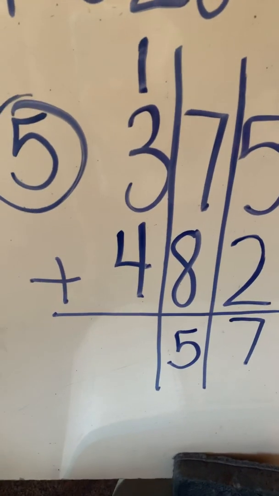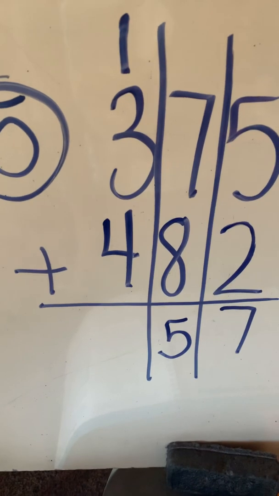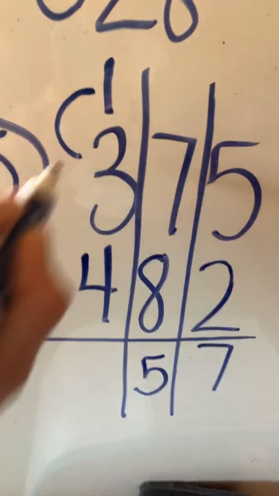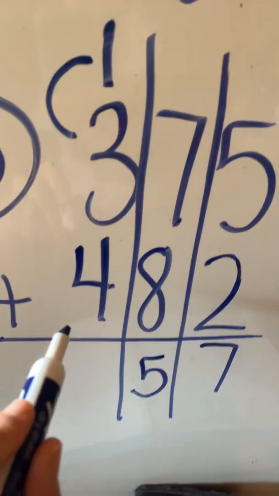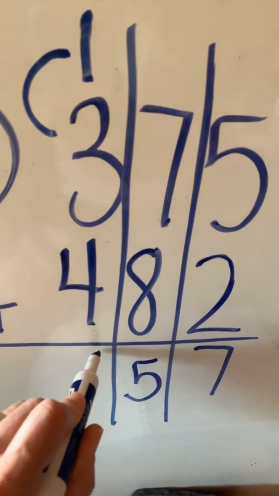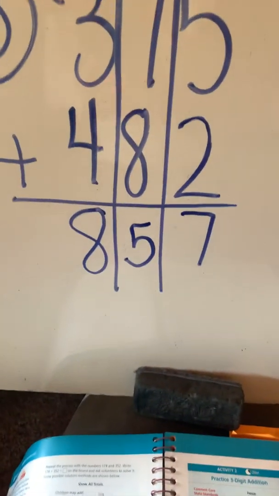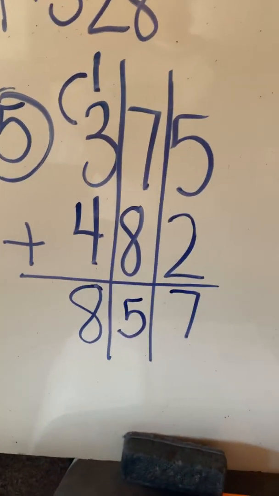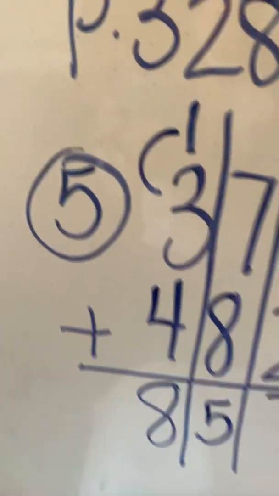And last is adding our hundreds. 1 plus 3 plus 4. Start with 1 plus 3. That's 4, right? 4 plus 4 is 8. So our answer is 857. Does that make sense? Always ask yourself, does this problem make sense?